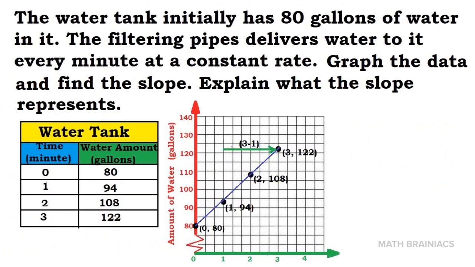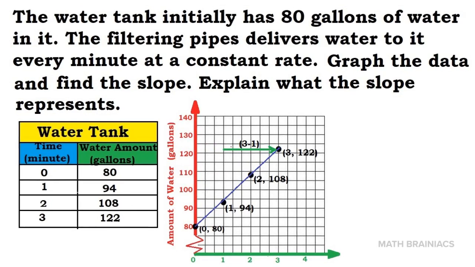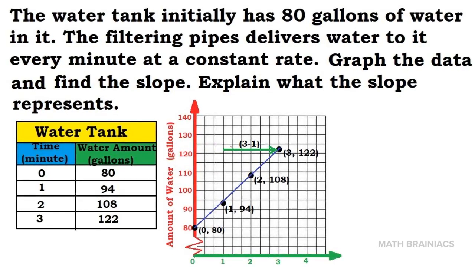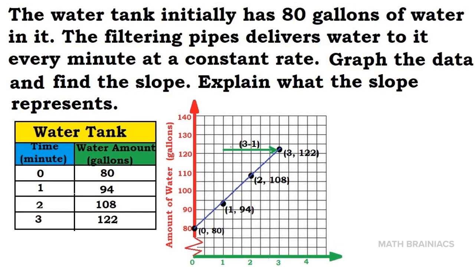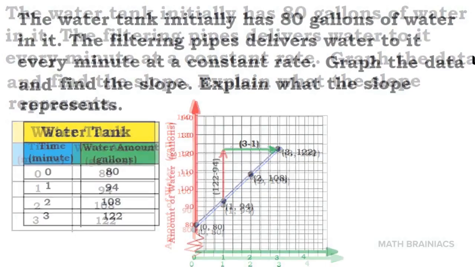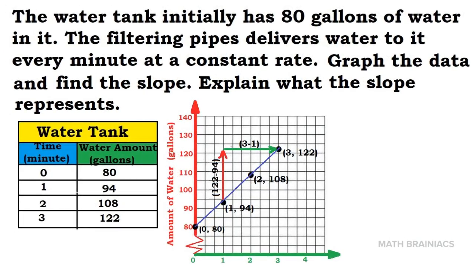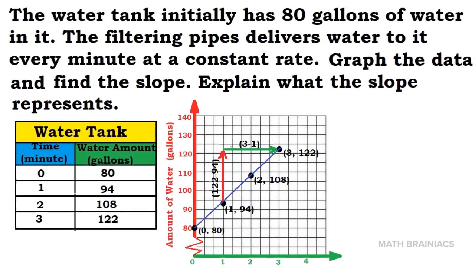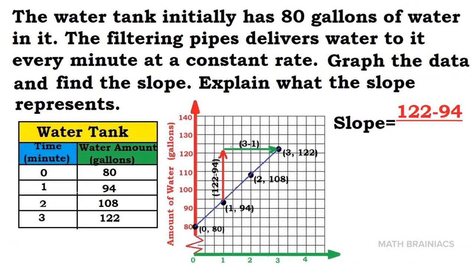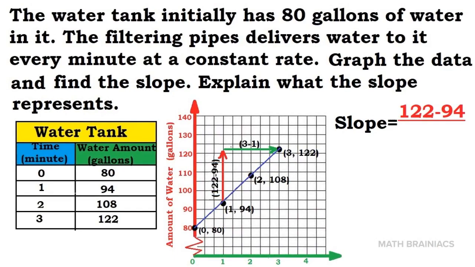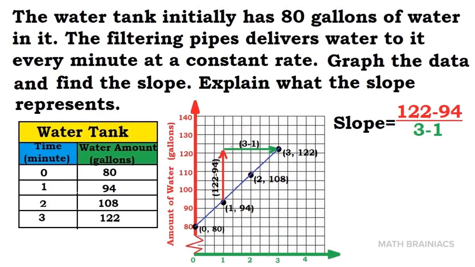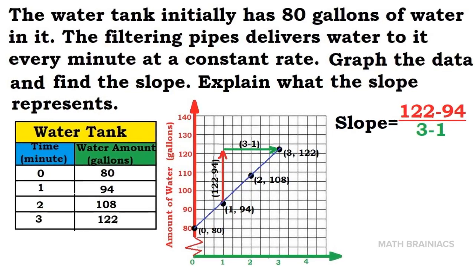If we choose 2 points, the second point and the last point, which are (1, 94) and (3, 122), the horizontal run is 3 minus 1. Likewise, the vertical rise is 122 minus 94. Let us write the difference in the y-axis, which is 122 minus 94. And the difference in the x-axis is 3 minus 1.